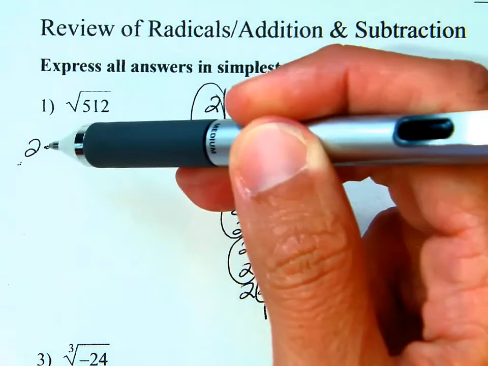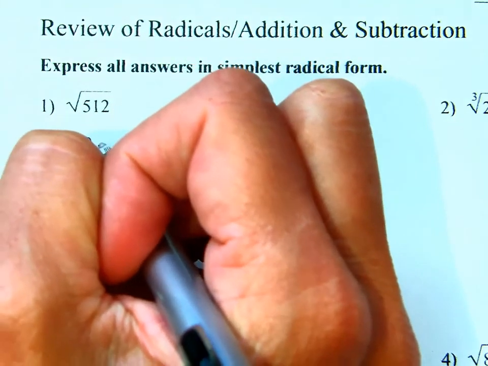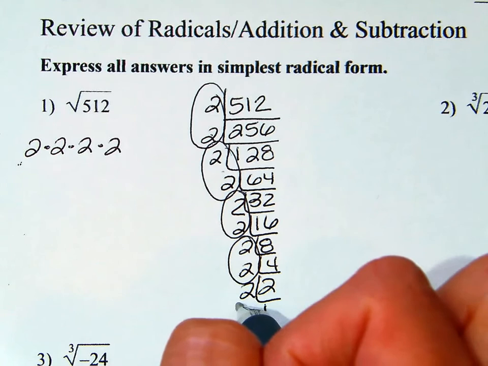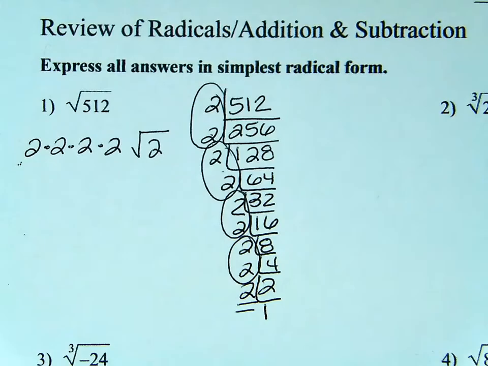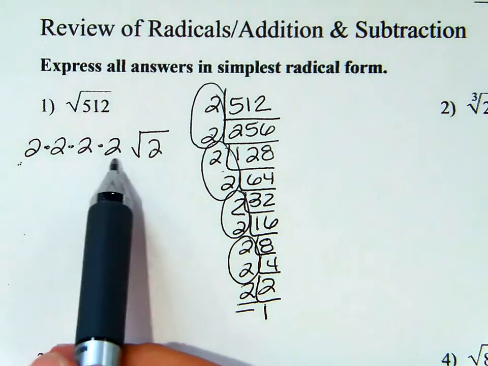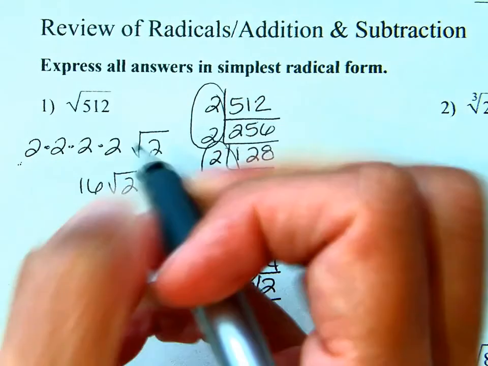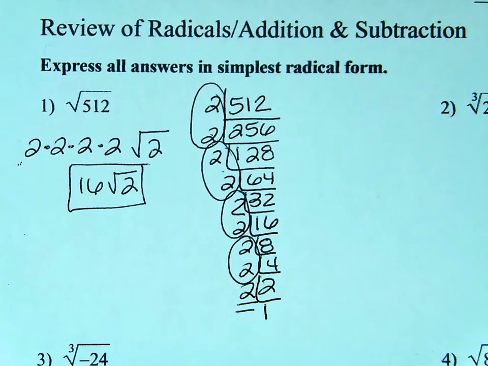And when it comes outside of the radical, it's going to multiply with anything else that gets to come out. And you can see I've got 1, 2, 3, 4 2s that get to come outside. They're going to multiply together. Anything that is not circled has to stay inside of the radical. When I multiply these 2's together, I get 16, square root of 2, and that is my final simplest form answer.